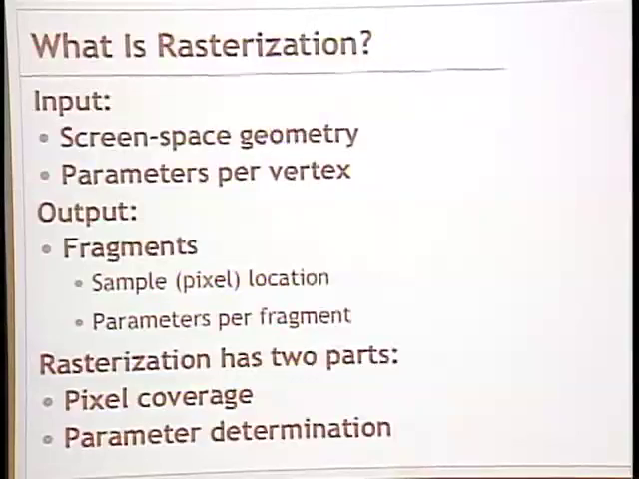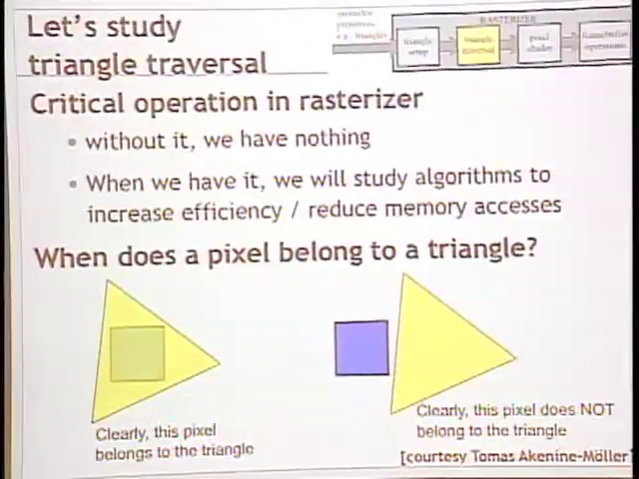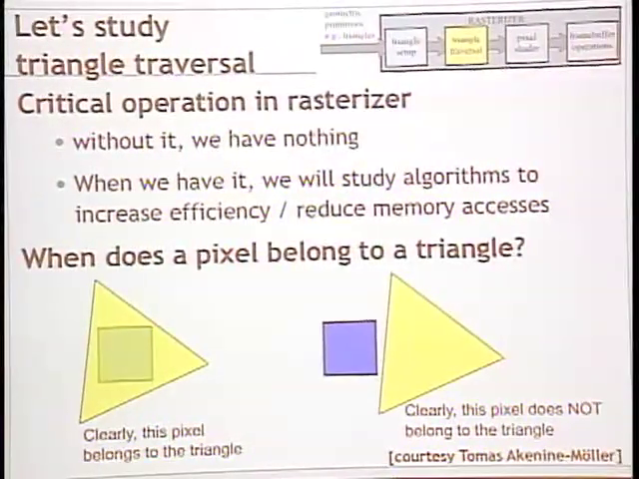Okay, so some of these make sense. The first thing we're going to look at is what we call triangle traversal. We have an input triangle, and we want to walk through it and figure out which pixels it covers. It's really important that we be able to do that. How do we traverse this triangle?